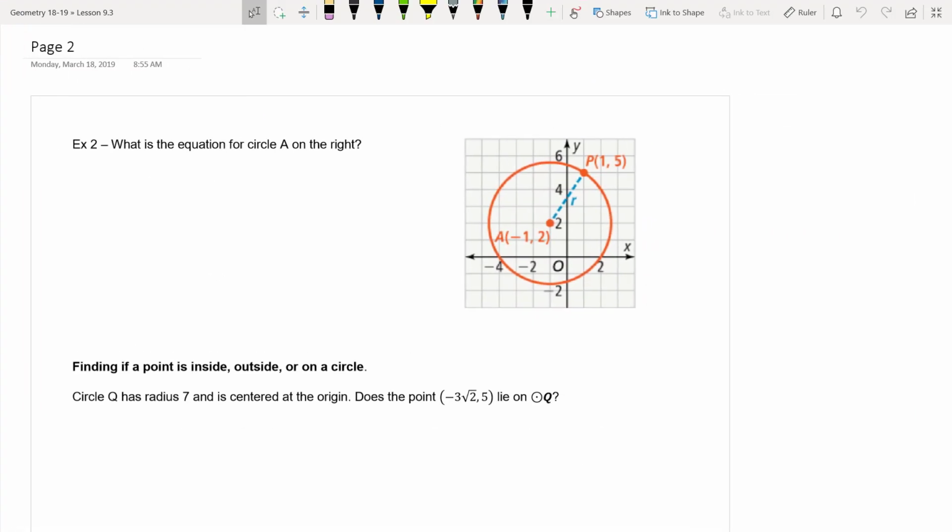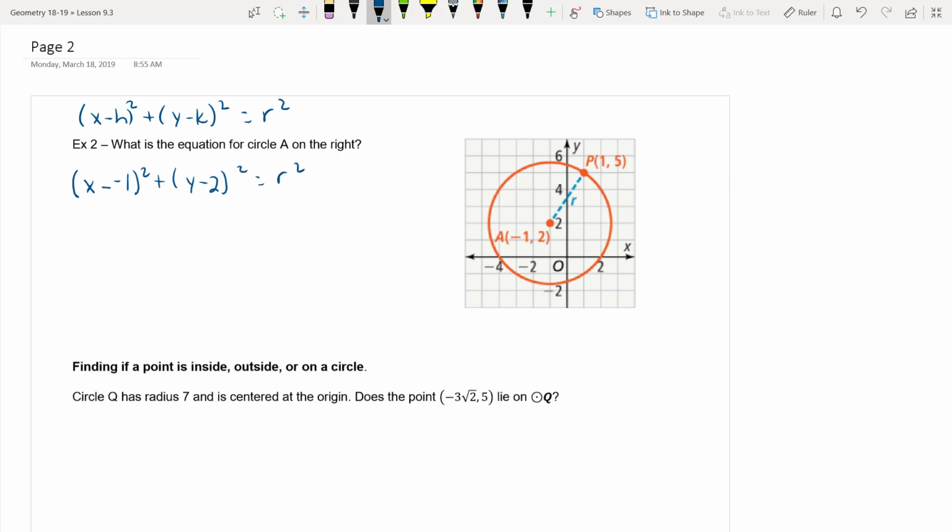So this first one, they want to know what's the equation for the circle on the right. My equation is (x minus h) quantity squared plus (y minus k) quantity squared equals my radius squared. So first off, let's do the center. The center is super easy. So I'm going to plug in exactly what I see there. So it's (x minus negative 1) squared plus (y minus 2) squared equals r squared.